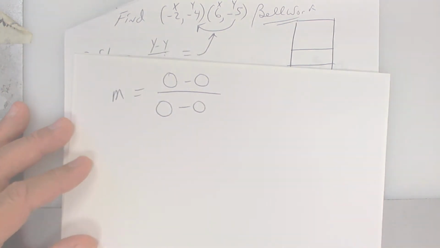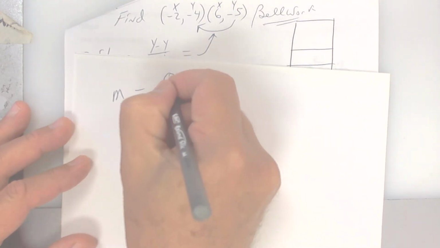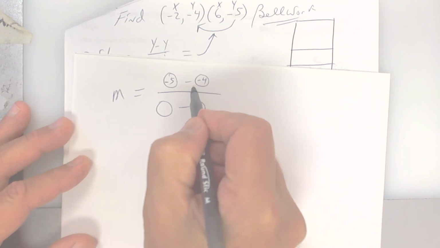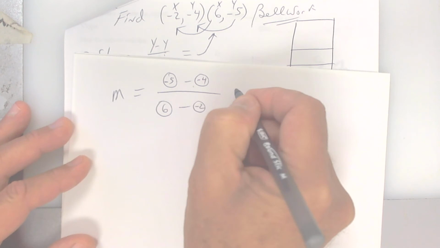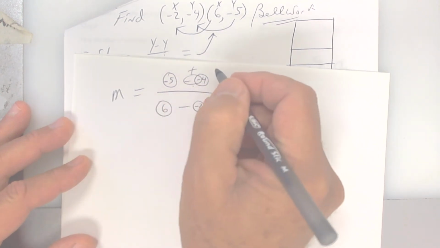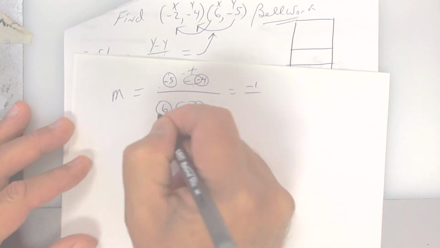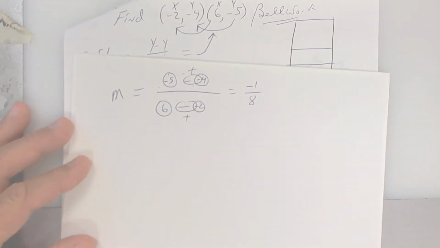That's slope. Might help you to write this. So it's negative 5 and a negative 4. So negative 5 and a negative 4. That's going to give you a double negative. And then 6 and a negative 2. So that's going to become a plus. So that's going to be a negative 1 over, that becomes a plus, over 8. So negative 1 over 8 is your slope.